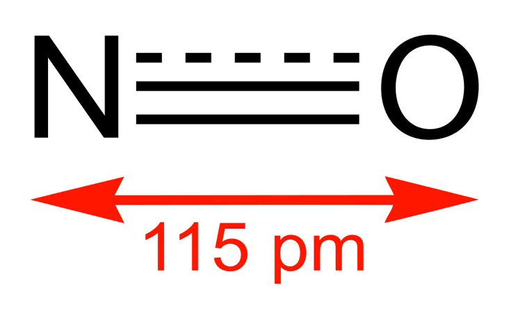Laboratory methods. In the laboratory, nitric oxide is conveniently generated by reduction of dilute nitric acid with copper: 8HNO3 + 3Cu → 3Cu(NO3)2 + 4H2O + 2NO. An alternative route involves the reduction of nitrous acid in the form of sodium nitrite or potassium nitrite.